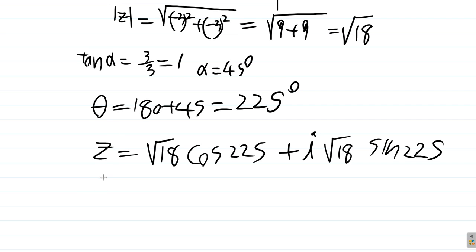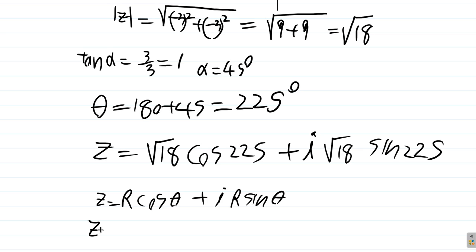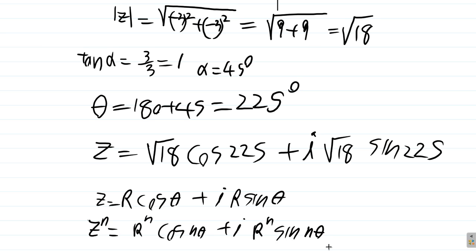Now here, remember, when you find the root, you use De Moivre's theorem. If you have z is equal to r cos theta plus i r sin theta, then z to the n would be r to the n cos n theta plus i r to the n sin n theta. That's De Moivre's theorem, right?